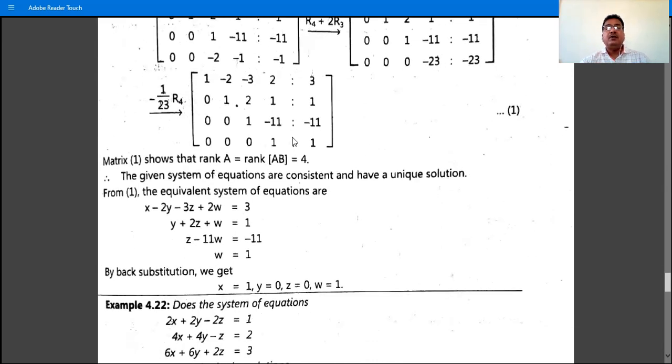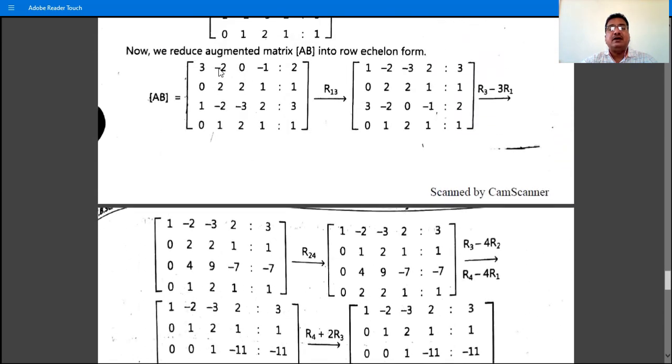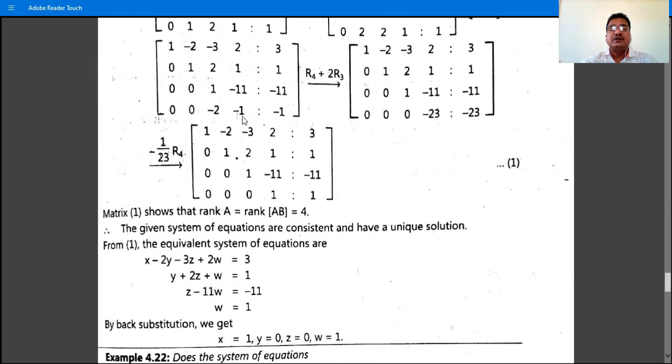Okay. And if we observe the rank of A, delete the last column and observe only this matrix. We know that the rank of a matrix is the number of non-zero rows in its echelon form. So this is an echelon form of the whole matrix AB, and up to this one is the echelon form of the matrix A. So what is the rank of A? Rank of A is 4, because the number of non-zero rows in the echelon form of matrix A is 4.